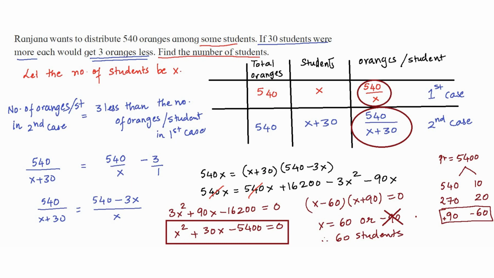Now let's see if this matches our understanding. So there were 60 students earlier. So let's fix this at 60. 540 oranges split in 60 students is going to be 9 oranges per student, because 540 by 60 is 9. If the number of students increased by 30, so it became 90 students here, then 540 by 90 is going to be 6. That is, each student gets 3 oranges less. And that matches the condition that was given in the question, and hence our solution is right.